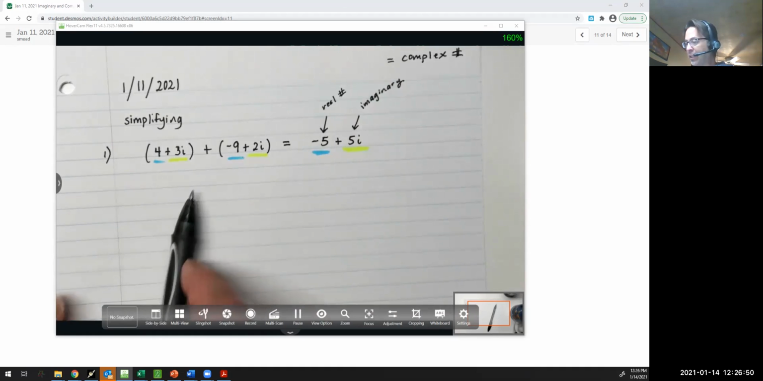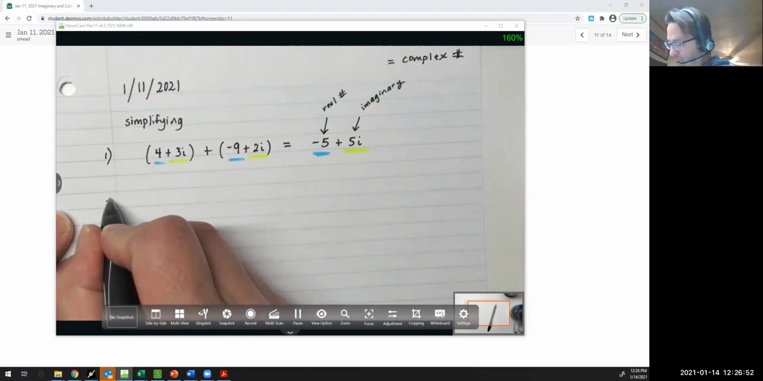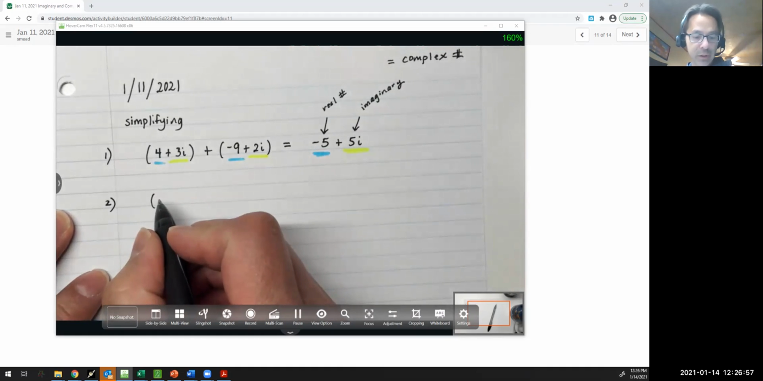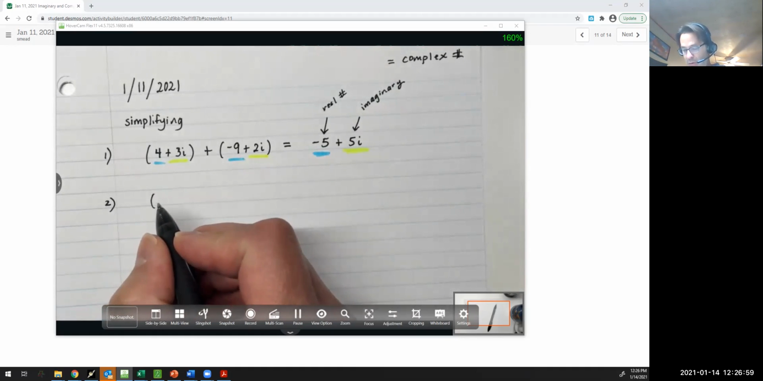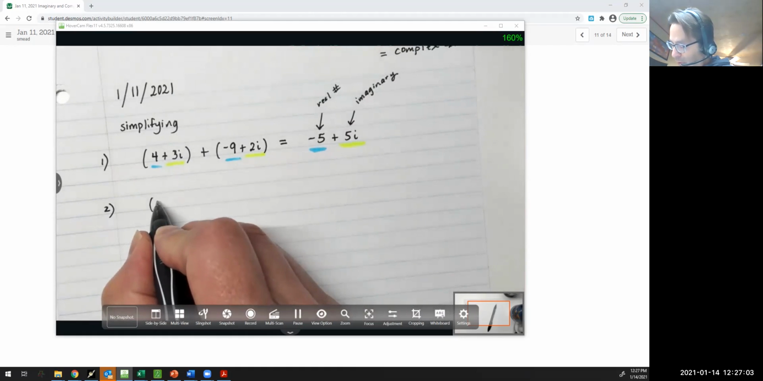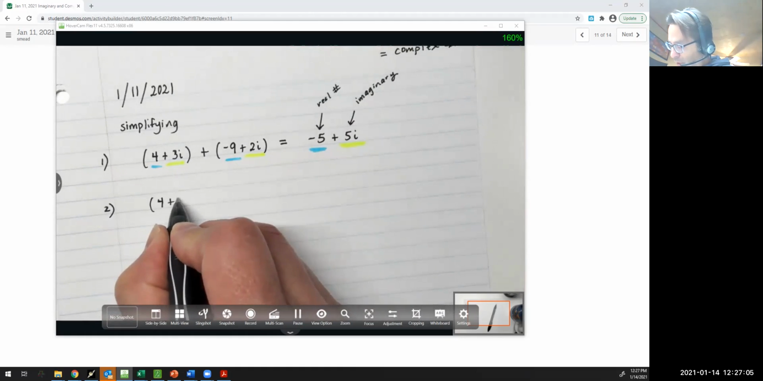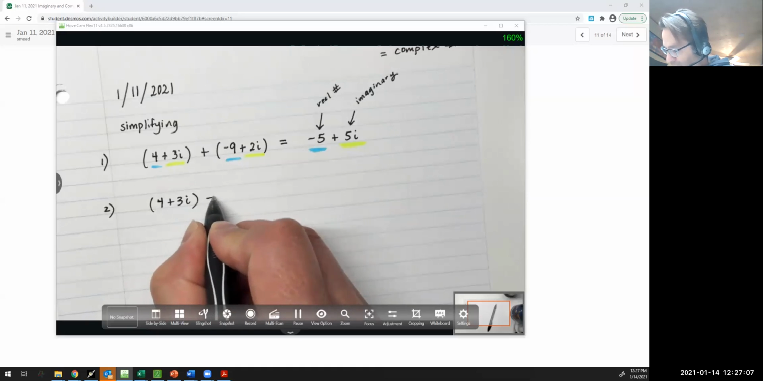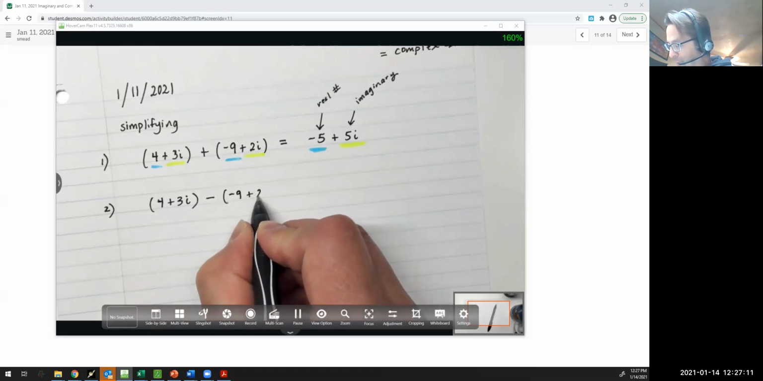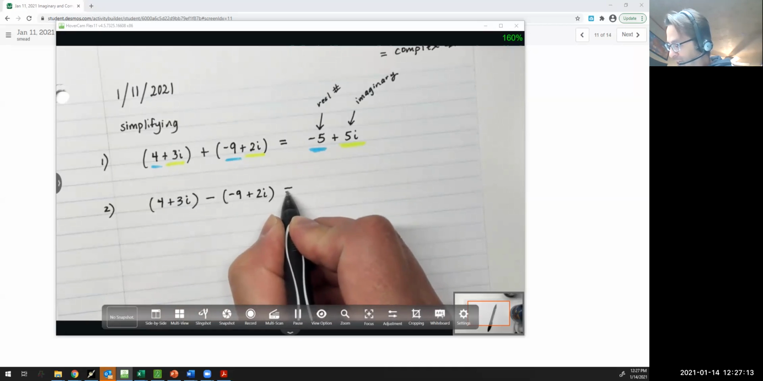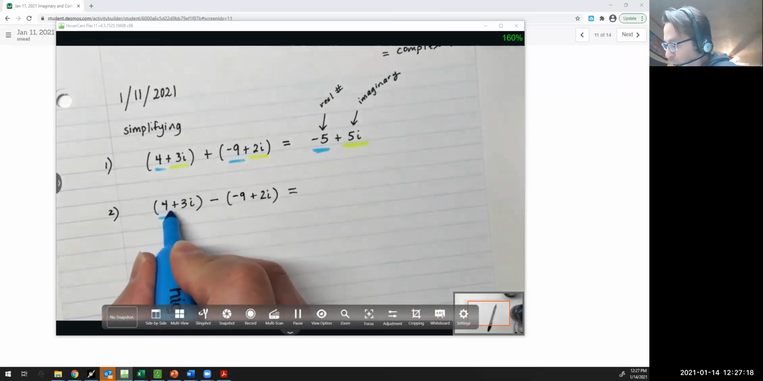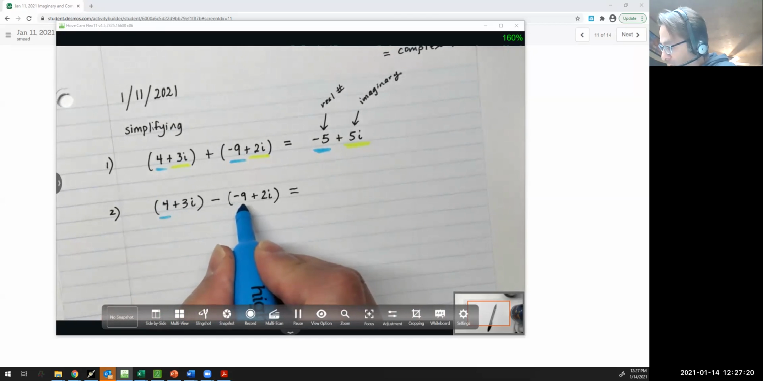Okay, so adding, not too bad. And then on the test, there will be one of those. There will be one subtracting one. I'm gonna use the exact same numbers, okay? 4 plus 3i minus... what's harder, adding or subtracting? When do students mess up most of the time? Subtracting, and teachers do too. That's why we avoid subtracting if we can.